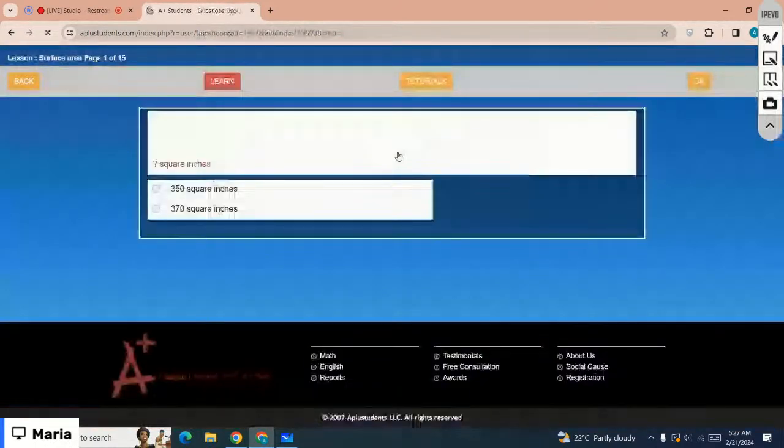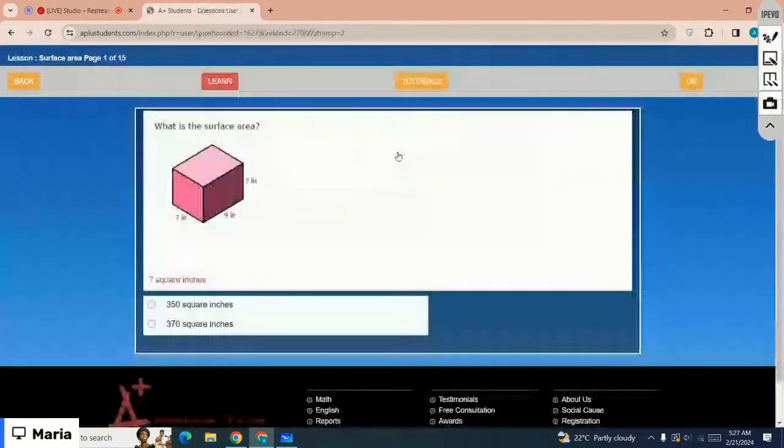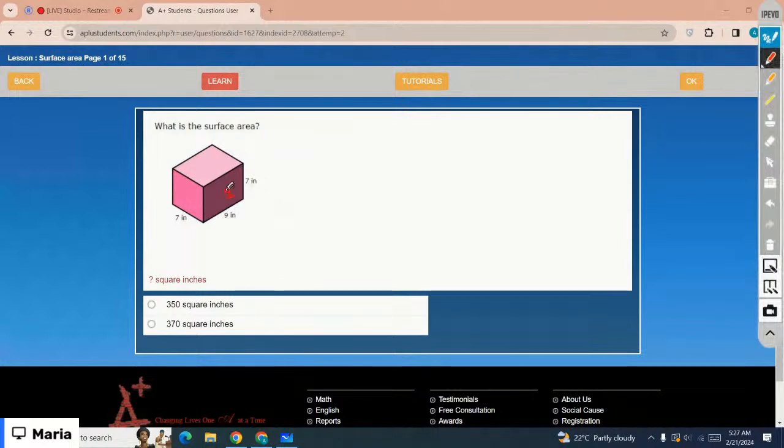Okay, what is the surface area? Because we need to calculate the surface area of this rectangular prism, we need to calculate the area of every face, right? Start from this one. This is face 1, and the opposite side has exactly the same measurements, that is face 2. So the area of face 1 is 9 times 7, that is 63. The opposite side is face 2, which is exactly the same because it has the same measurement, so that is 63.